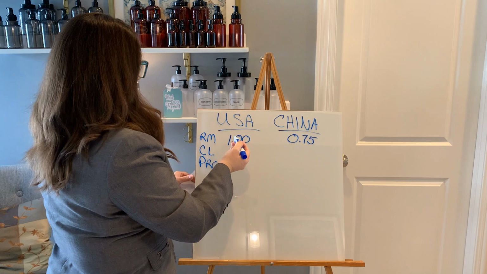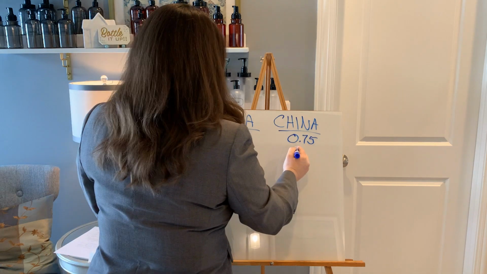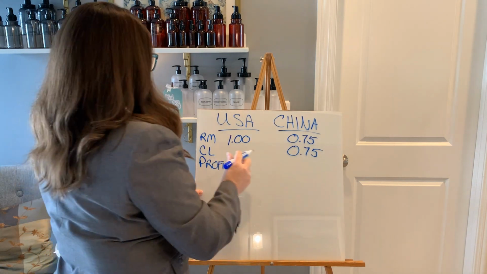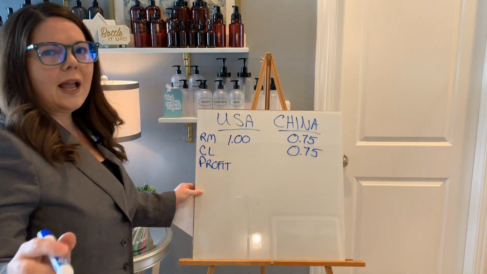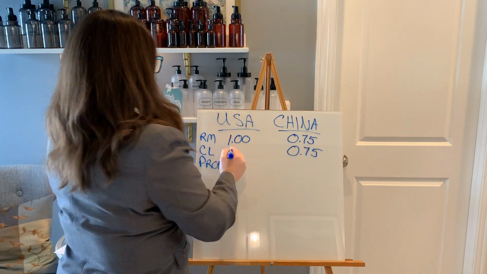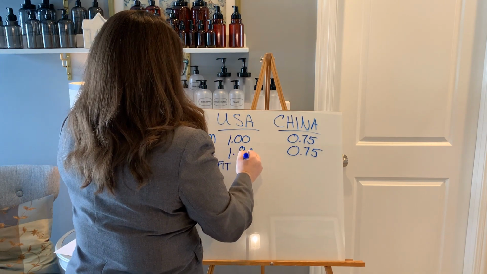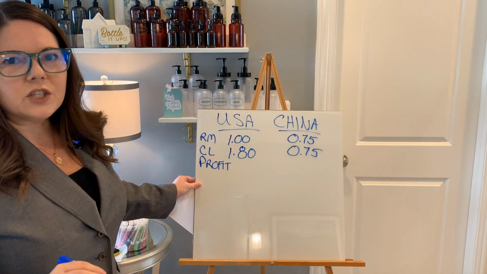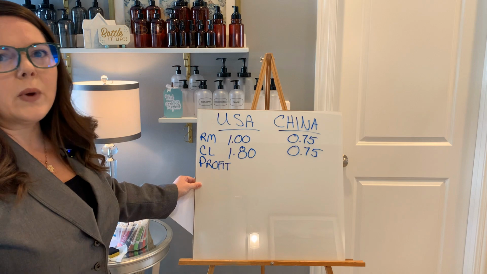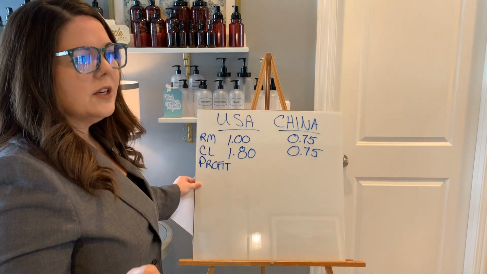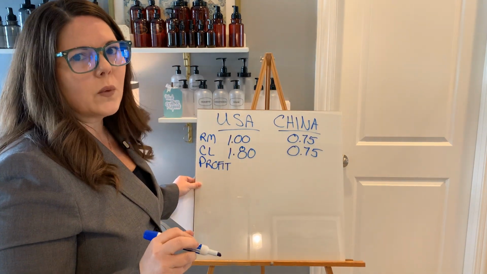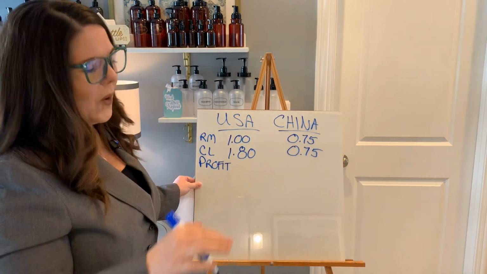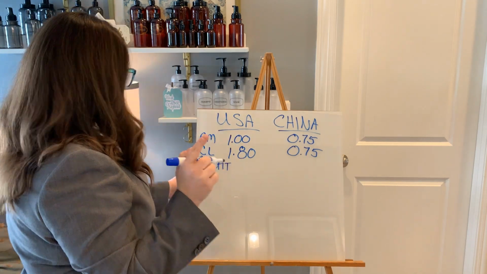Now, the cost of labor in China, let's say that is about 75 cents per unit. Remember, we're talking per unit. In the USA, this cost would be closer to about $1.80. And that's because of the difference in wages in the USA compared to the wages in China. Yes, China is working on much lower wages, but that doesn't make them sweatshops. They're actually getting paid a fair wage. That's a whole other video, okay? So let's keep that in mind.